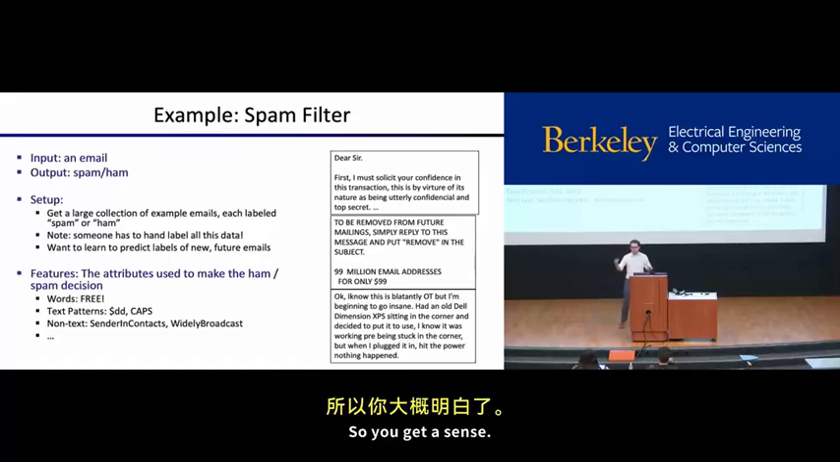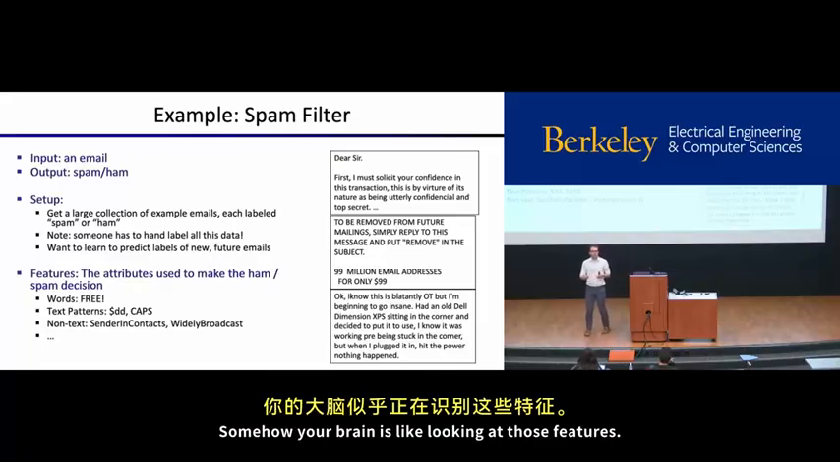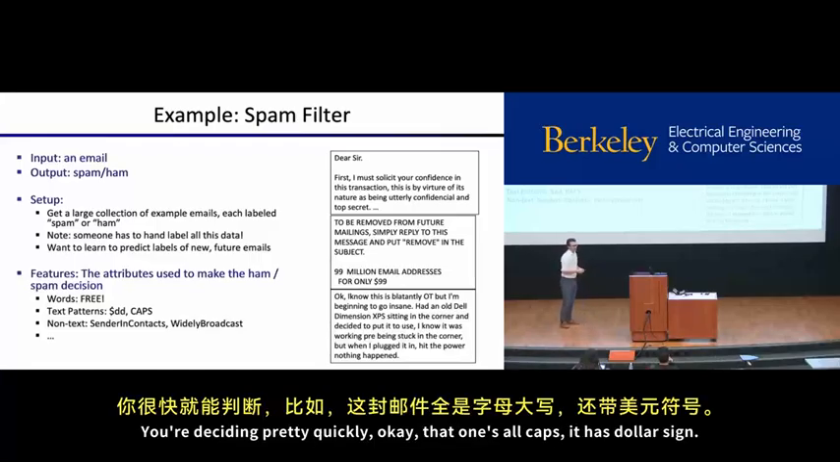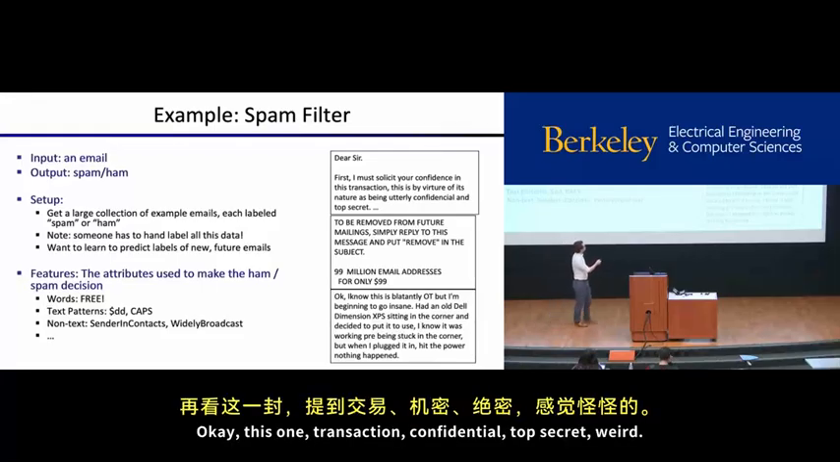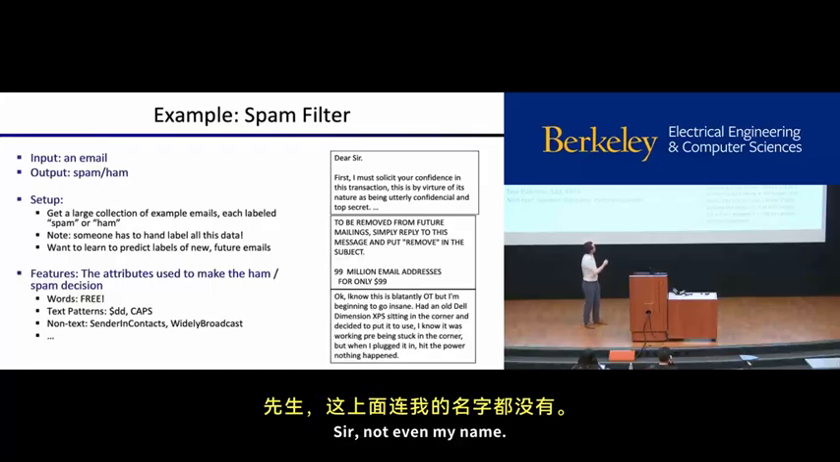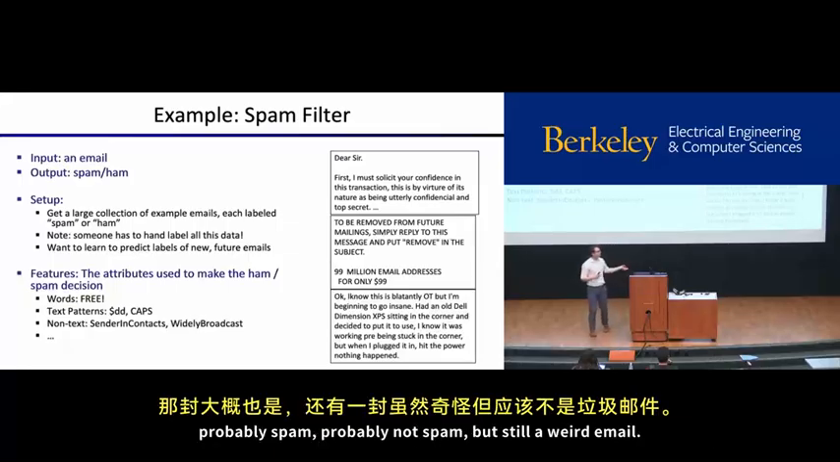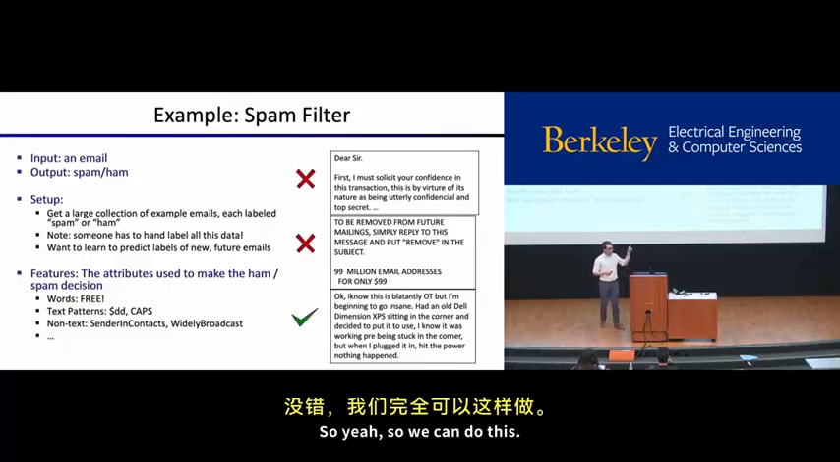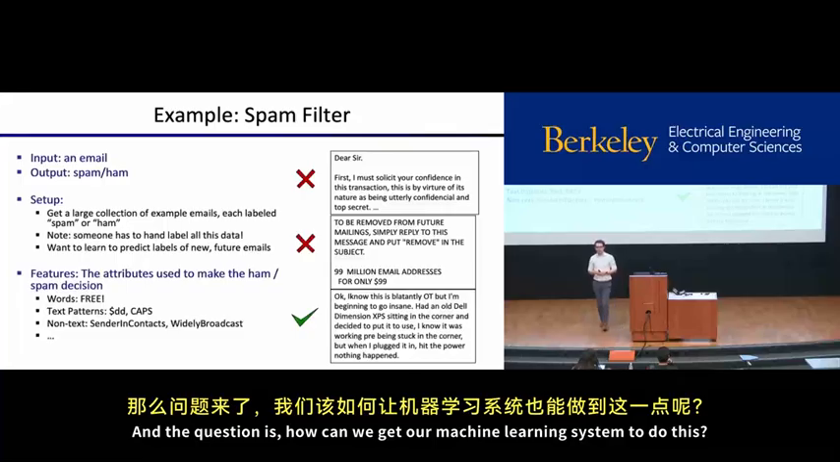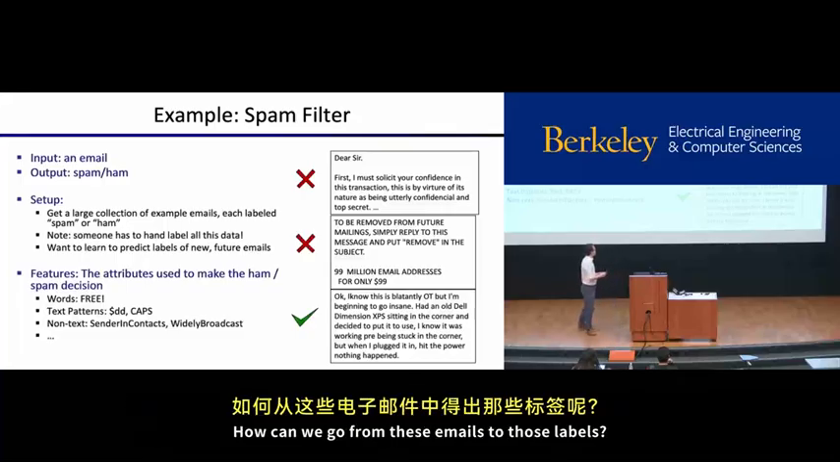Okay, so, all right, so you get a sense. There are some features in these emails. Somehow your brain is looking at those features. You're deciding pretty quickly, okay, that one's all caps. It has a $. Okay, this one, transaction, confidential, top secret, weird, kind of not sure what's going on there. Sir, not even my name. All right, so then you have this idea, based on these features, okay, probably spam, probably not spam, but still a weird email. Okay, so yeah, we can do this. And the question is, how can we get our machine learning system to do this? How can we go from these emails to those labels?